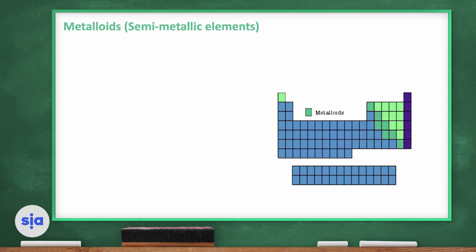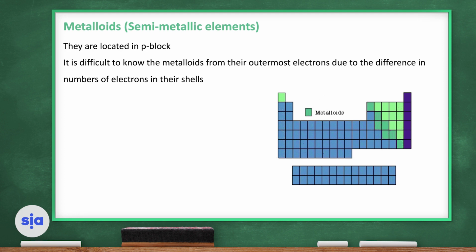Metalloids, or in another word, semi-metallic elements. These pink blocks are called metalloids. Metalloids are located in the P block. And it's very difficult to know the metalloids from their outermost electrons. Now you know that metals have less than 4 outermost electrons, and nonmetals have more than 4. What about metalloids? We don't know. There are different numbers of electrons in their shells. No fixed rule.